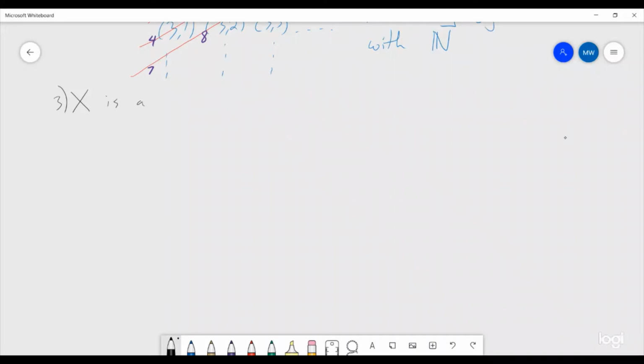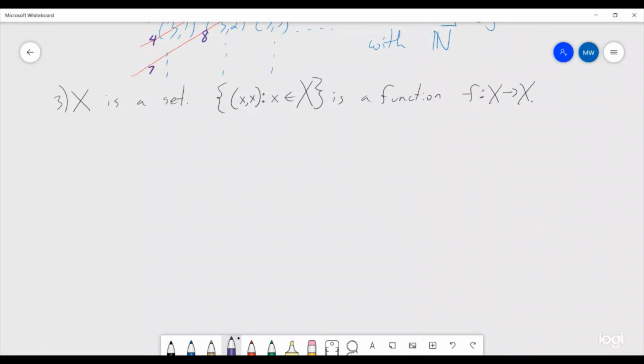3. x is a set. The set {(x, x) : x ∈ X} is a function f defined from X to X. Is this going to be true or false? This is true. Yes, this is going to be true.